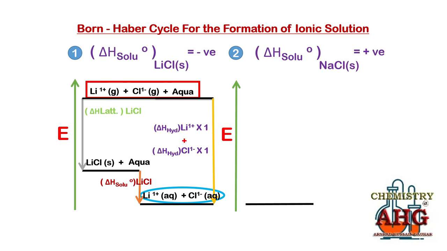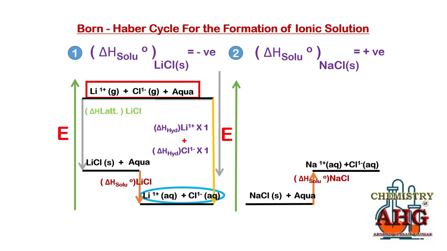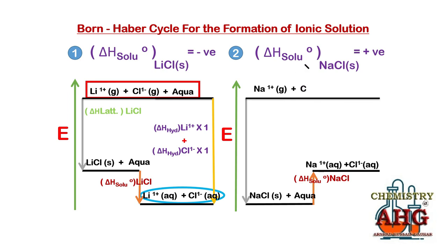What are the reactants? Sodium chloride solid and aqua. Moving to the higher level, solution of sodium chloride, hydrated ions. This enthalpy change is the enthalpy change of solution. Since it is endothermic, the arrow has gone upward. Now you will connect this solid lattice with gaseous sodium and chloride ions. When gaseous sodium and chloride ions combine to produce solid NaCl, that will be known as lattice enthalpy.